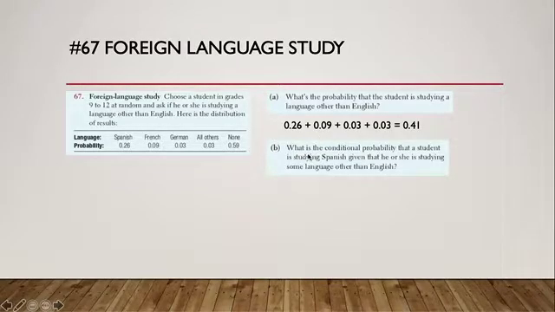What's the conditional probability that a student is studying Spanish, given that they are studying some language other than English? Well, in part A, this is the probability that they're studying something other than English. So essentially, we're limiting ourselves to this part of the table, and the probability they're studying Spanish is 0.26. So we simply want to compare that 0.26 to what we found in part A. That gives us a probability of about 0.63.